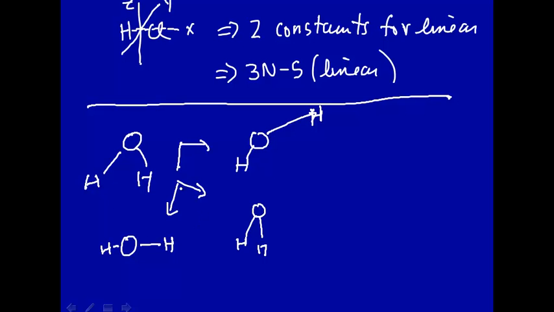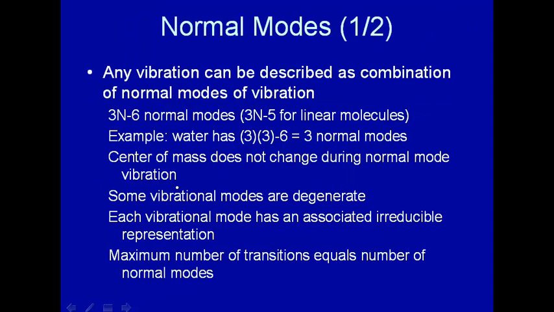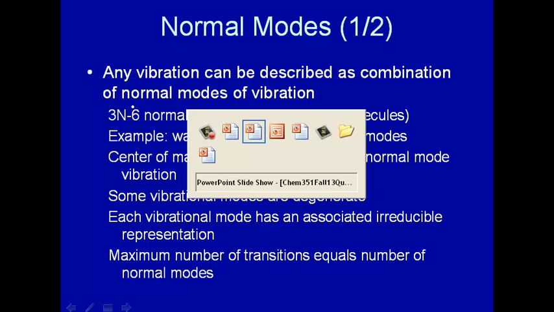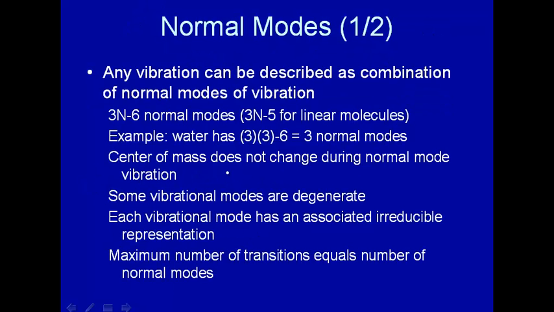The key point about normal modes is that all those vibrations can be expressed as a linear combination of the normal modes of vibration. That's why you talk about normal modes. The number of normal modes, because we're going to describe the vibration, has to equal the number of degrees of freedom.